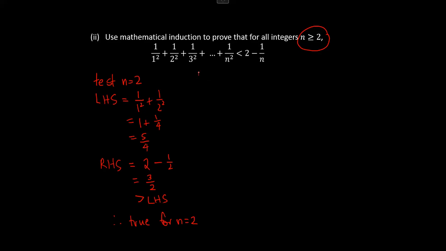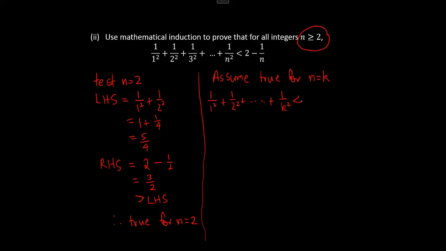The next step, we would go down the page, but I'm running out of room here, so I'm just going to go over here. We're going to assume that it's true for n equals k. So we're going to assume that it works for some value, and when we do that, we get 1 over 1 squared plus 1 over 2 squared, all the way up to 1 over k squared. That's less than 2 minus 1 over k. So that's our assumption. And then the next step, of course, is to prove that it's true for n equals k plus 1.